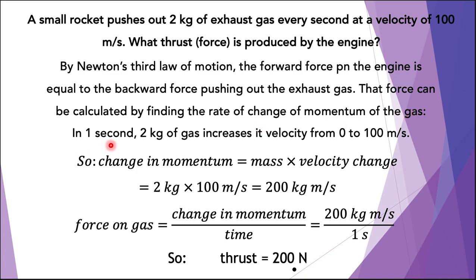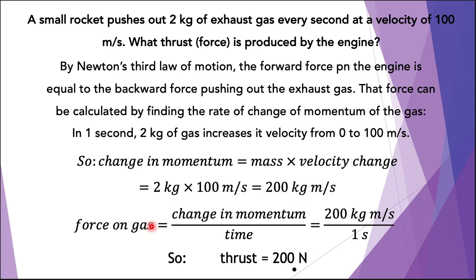In 1 second, 2 kg of gas increases its velocity from 0 to 100 meters per second. So the change in momentum is again mass times velocity change. How do we find the velocity change? We subtract the initial value from the final value. So the change in momentum is mass into velocity change, and we get 200 kg meter per second.